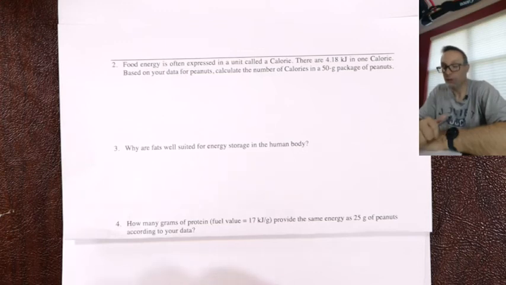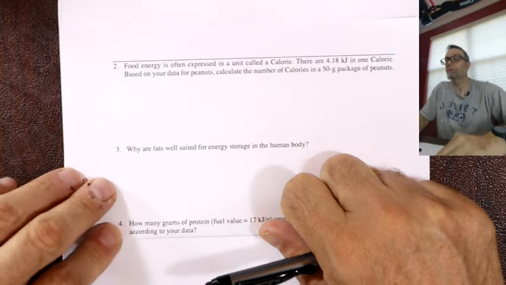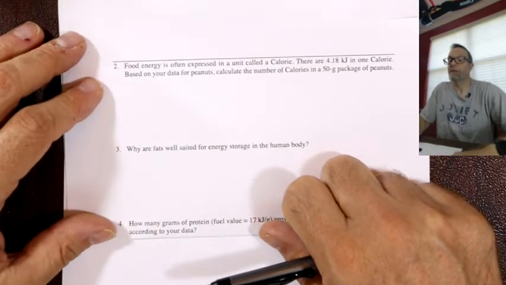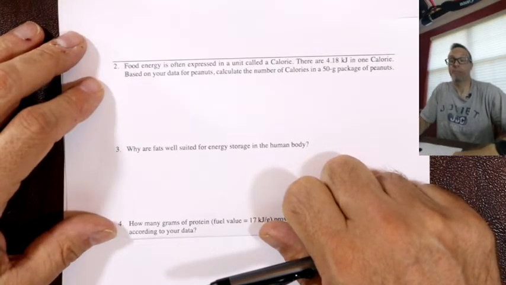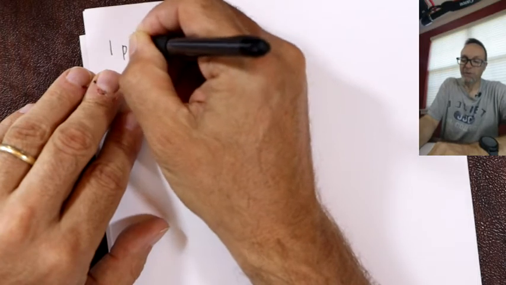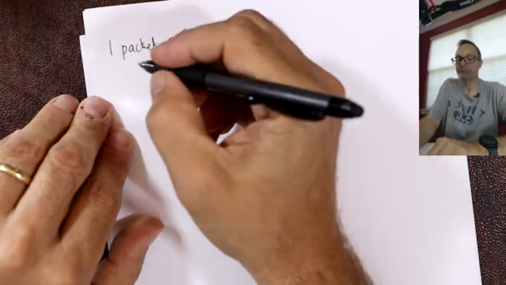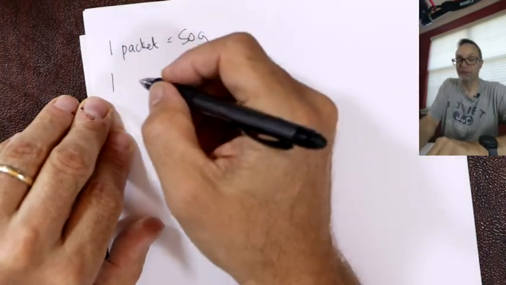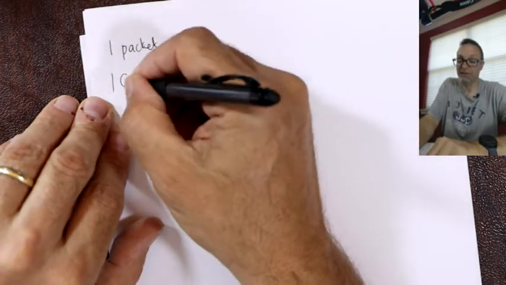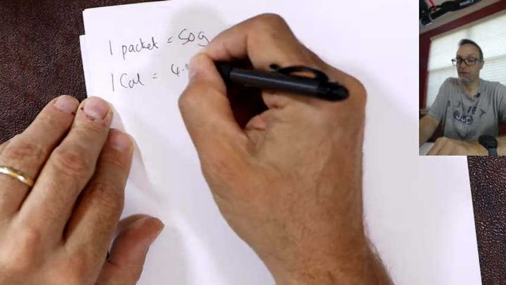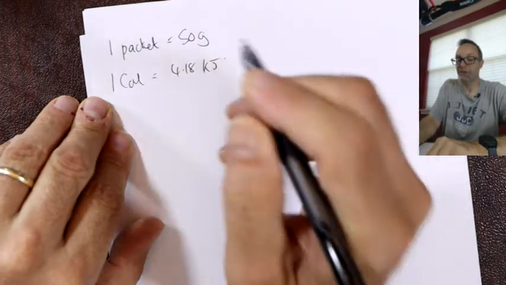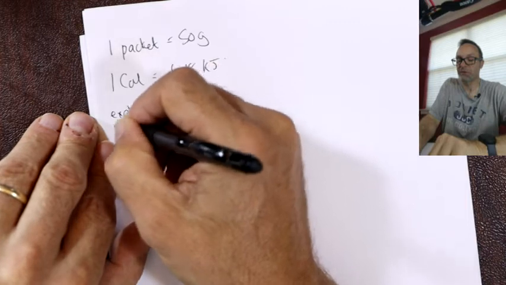Okay, so let's take a quick look at these last few questions here. Number 2, basically, I want you to figure out how many calories in a 50-gram bag of peanuts, right? So you have to use 3 conversion factors, right? So first, 1 packet or 1 bag, 50 grams, right? Okay. Then calories to kilojoules, because in your experiment you got kilojoules, right? So 1 calorie, 4.18 kilojoules. In your experiment, right? So this is your number from your experiment.